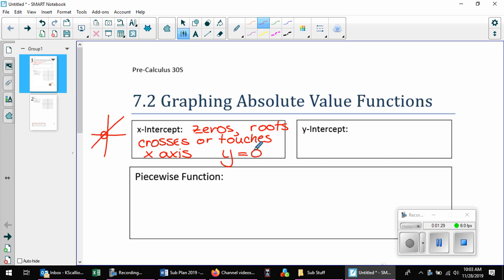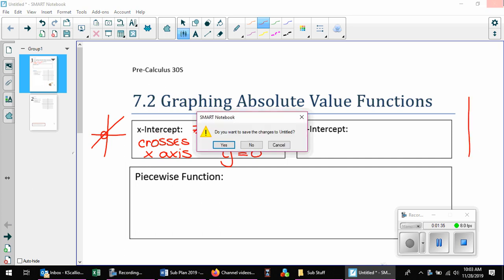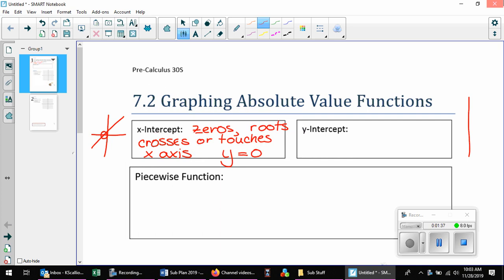So y-intercept has no other fancy names. We know when we're looking for the y-intercept, that's where it's going to be. So that's this one right here. We know that the x value at that point is 0. So when we're solving for the y-intercept, x is equal to 0, and it's where the graph crosses the y-axis.